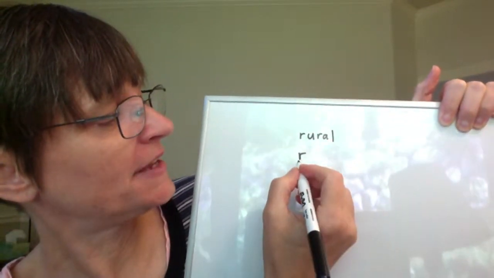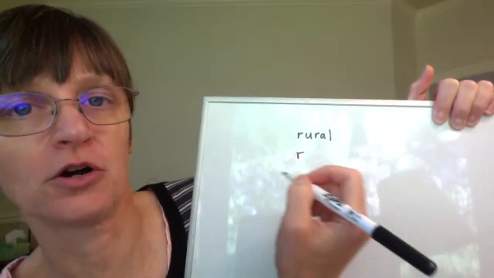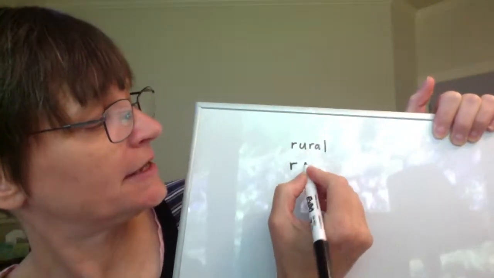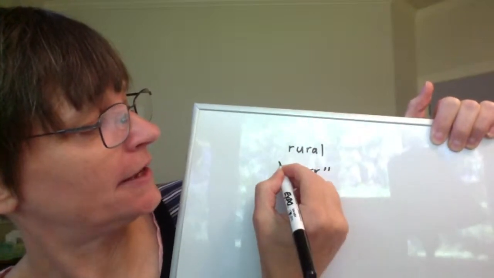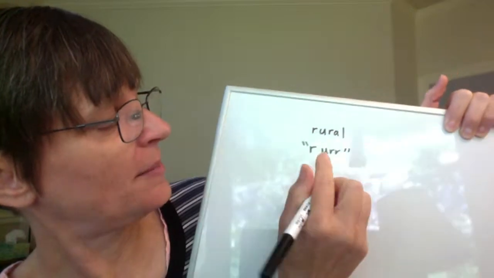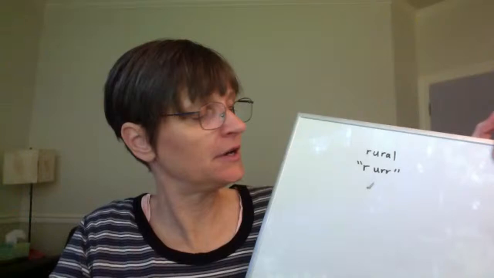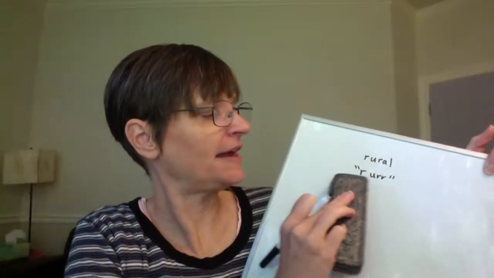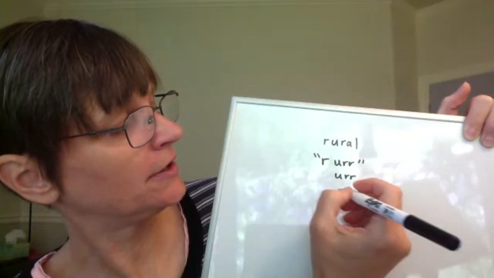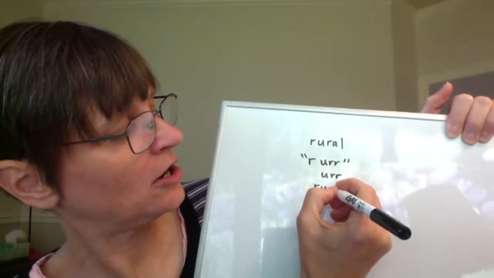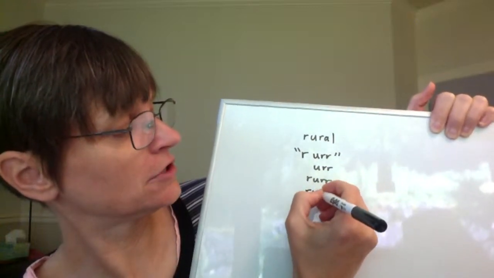So it goes right from the initial R, into vocalic R. To get that combination, I would say maybe try saying the ending first, and then adding the initial R. So I'm going to try that, and then I'm going to try that, and then I'm going to try that.